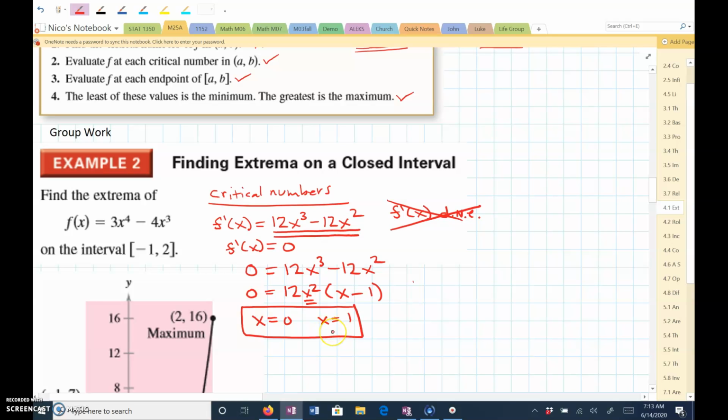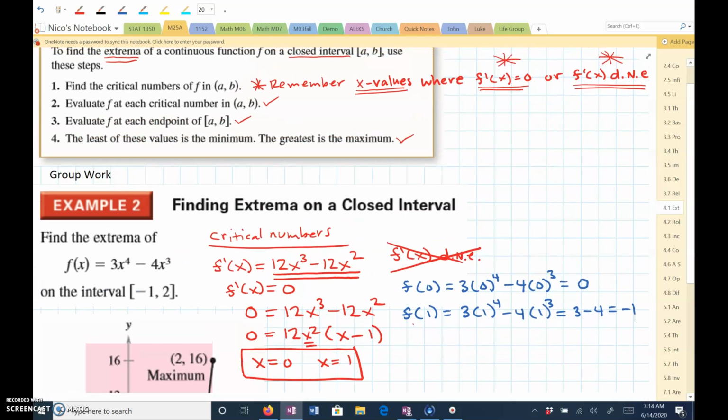Now let's evaluate our critical numbers. f of 0 equals 3 times 0 to the fourth power minus 4 times 0 to the third power. That equals 0. Also, let's evaluate f of 1. That's 3 times 1 to the fourth power minus 4 times 1 to the third power. So this would be 3 minus 4, which is -1.